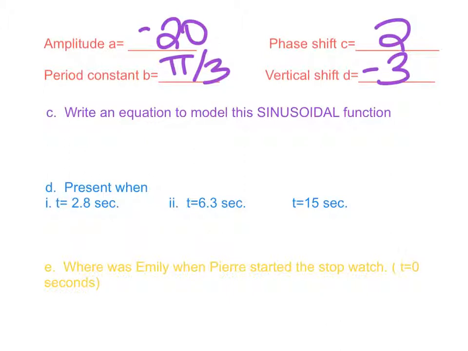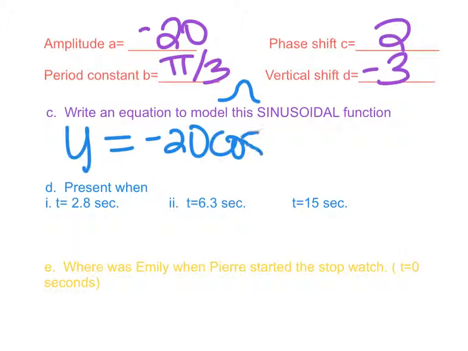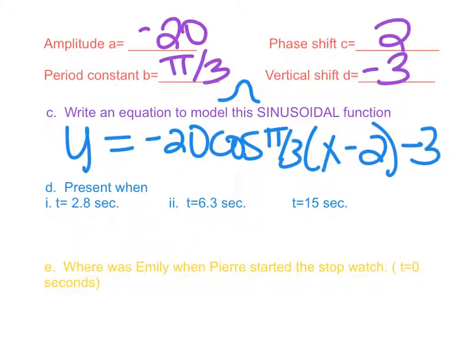So on the previous screen, we saw that your amplitude is negative 20. My period constant was pi over 3. My phase shift is 2. My vertical shift is minus 3. And this was an upside down cosine. So my equation is y equals negative 20 cosine pi over 3 x minus 2, since I went 2 to the right, minus 3.